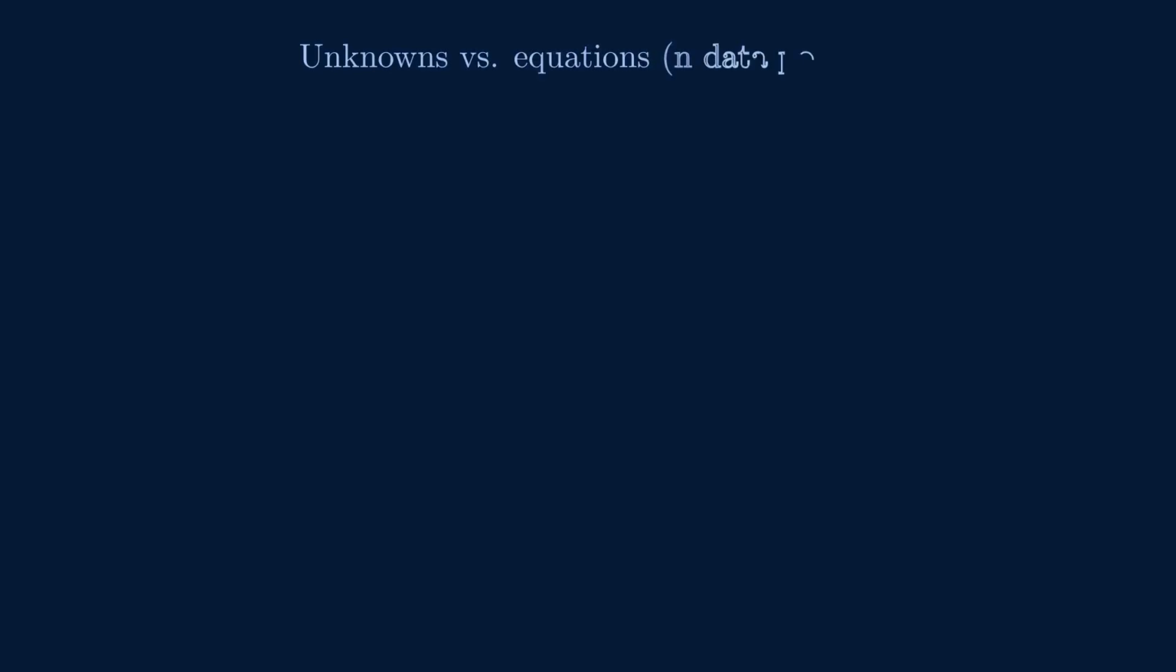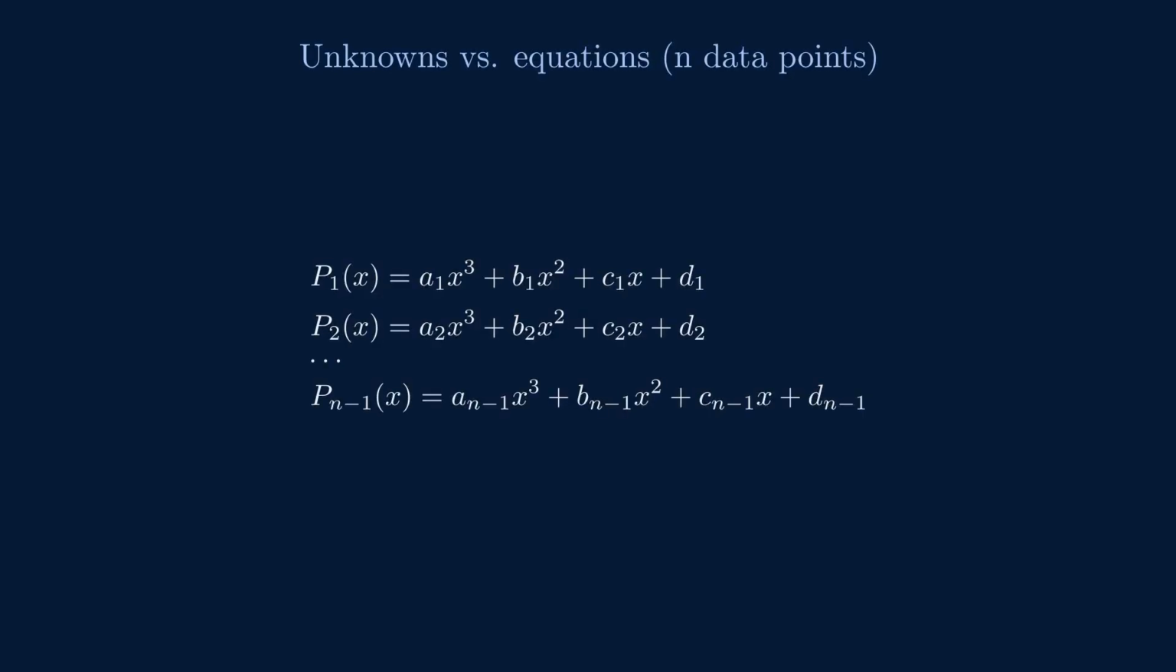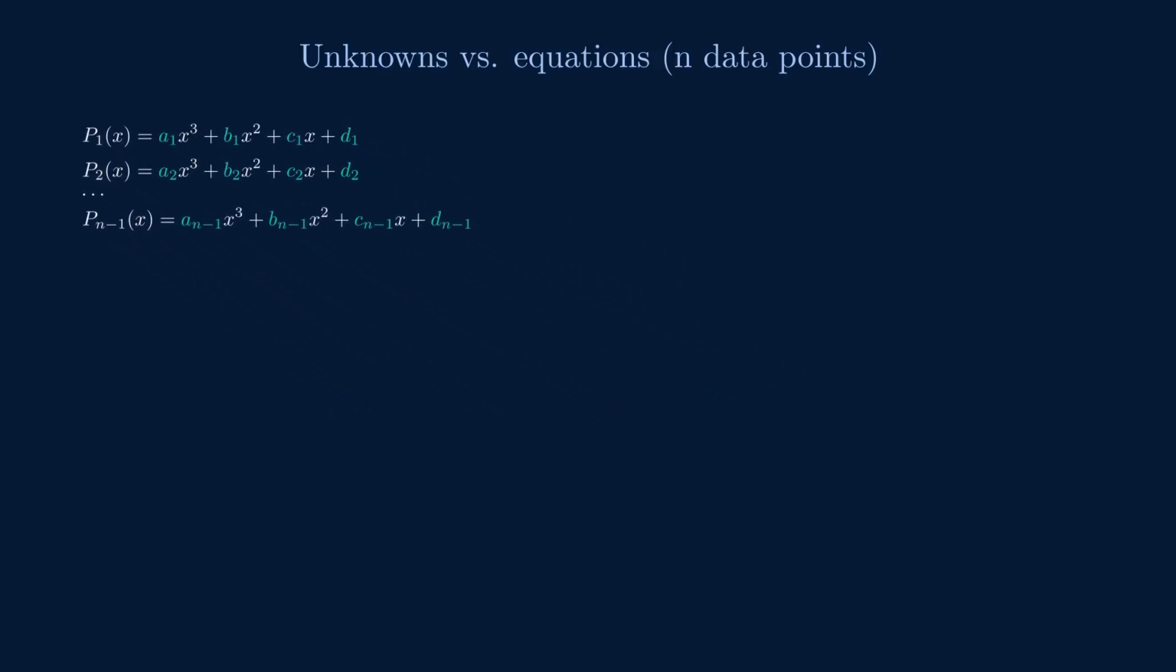Now, let's count the unknowns. We have several cubic pieces, one for each interval between the data points. Each cubic has 4 coefficients, A, B, C, and D. So with n data points, we have n-1 cubic pieces.